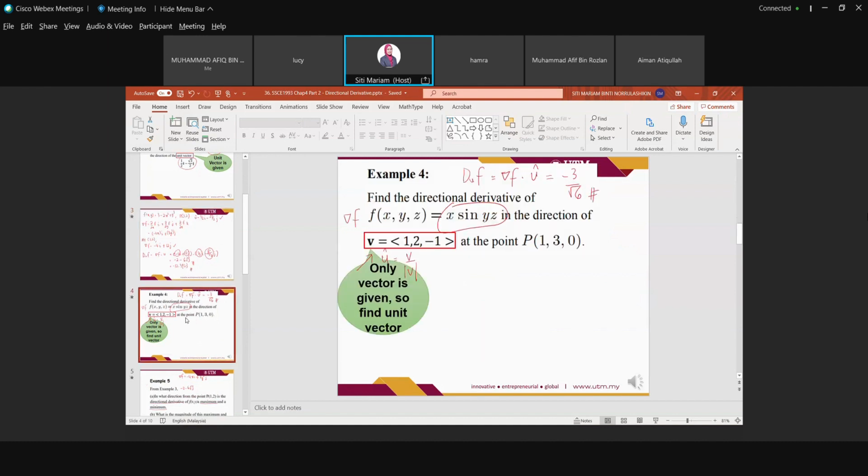Example 4, okay, find the directional derivative of function x sine yz in direction of u equals 1, 2, negative 1. So from this question, you know that this is a vector. It is not a unit vector. Kalau dia unit vector, the question will state it is a unit vector. But if the question just gives you like this, this is a vector. So if it is a vector, then you need to find your unit vector.